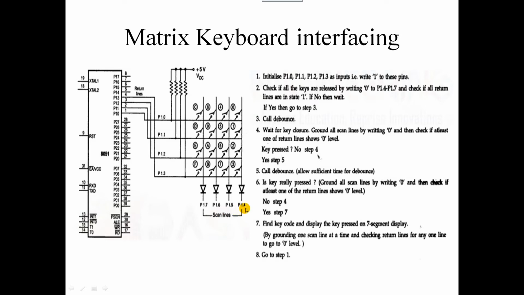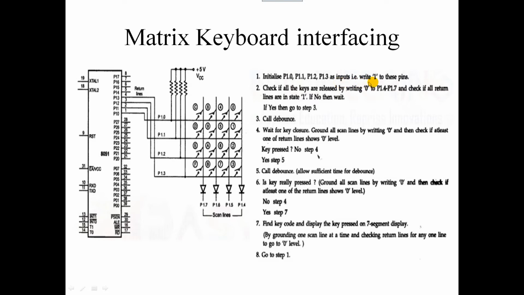So these scan lines are going to be grounded, or connected to 0. These 4 lines are going to be connected with the VCC pin, and this supply is going to be supplied to this keyboard with the help of pull-up resistors. These 4 lines are going to be connected to port 1 of this keyboard. So now we are going to use only 4 pins in port number 1, and these pins are going to be used as inputs.